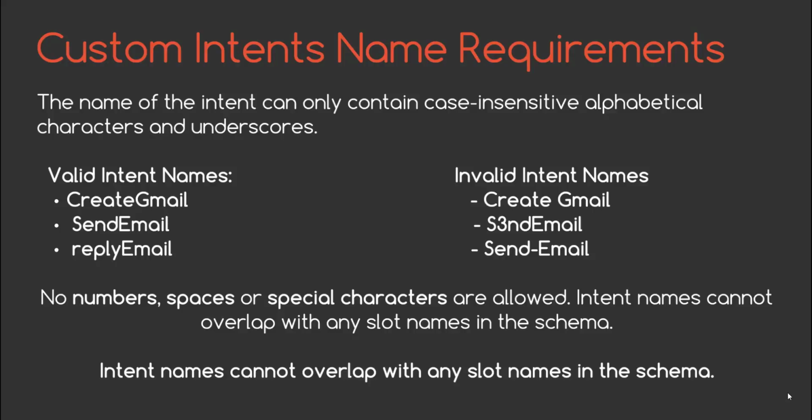On the right-hand side, on the other hand, these would be considered invalid intent names. Notice in the first one, I have a space between create and Gmail. In the second, I actually have a number in there, the number 3. And in the third, I'm using a hyphen between both words. So no numbers, spaces, or special characters are allowed.